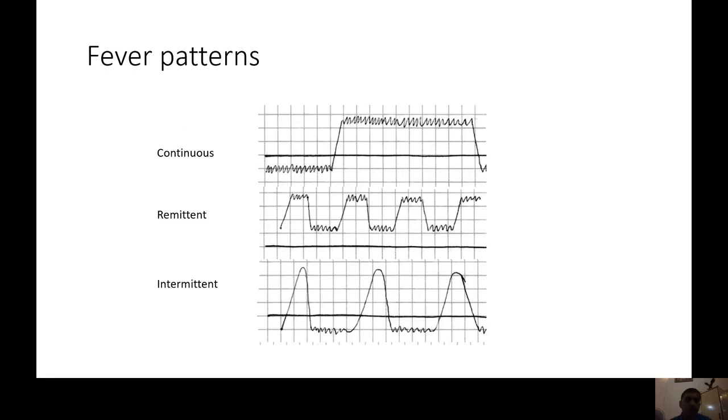So continuous fever is when the temperature doesn't come down at all, it just goes on. Classically we see it in abscesses as well as Kawasaki disease. Remittent fever is when the temperature comes down, but never reaches the baseline. Intermittent is when the temperature actually comes down, then goes back up again after a period of no fever. Let's look at some examples of these temperature patterns.